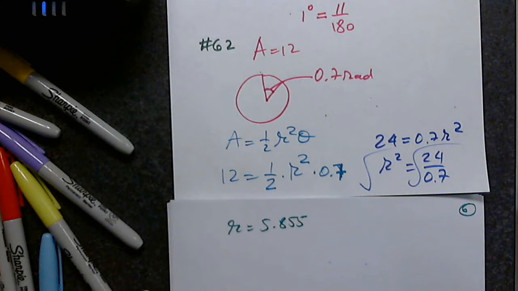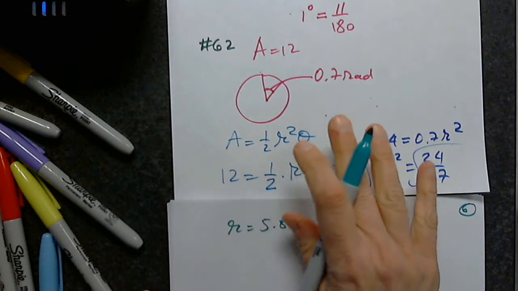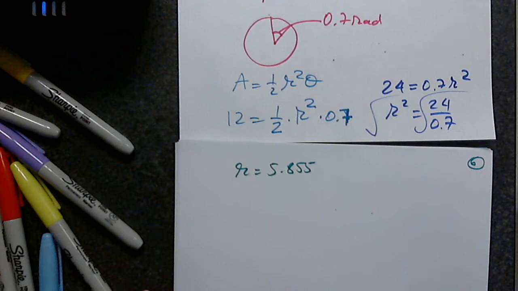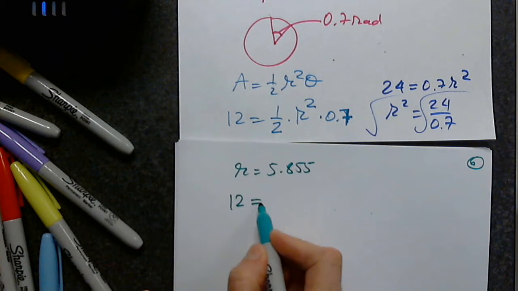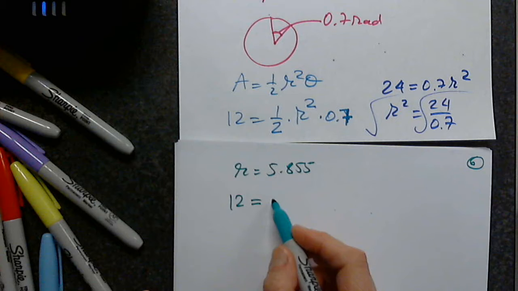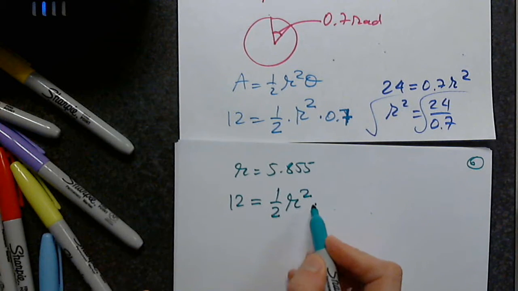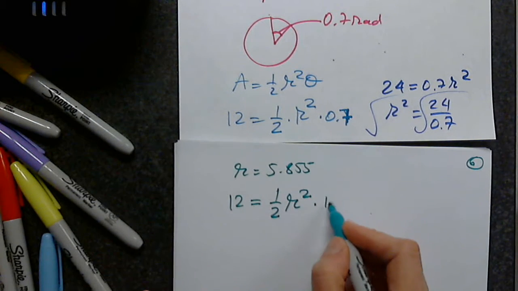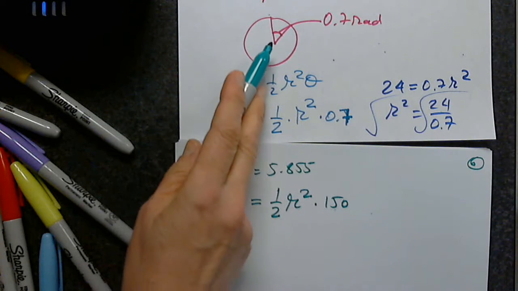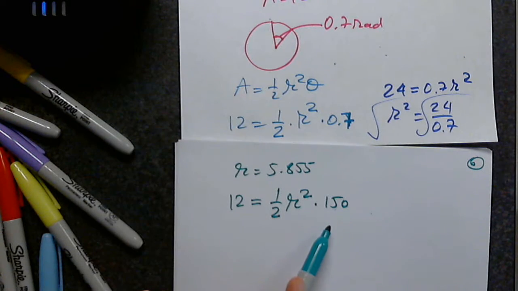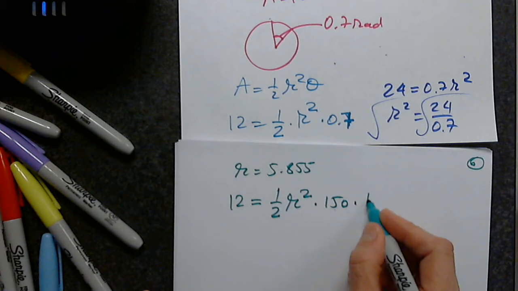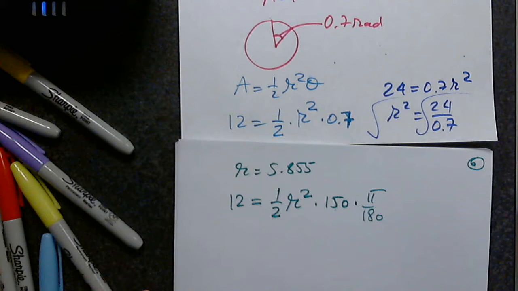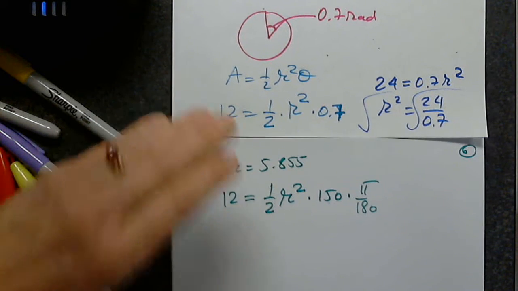In the other case, you will have to change degrees into radians. In the other case, we will still have 12, but this time we have 1/2 r squared, and we have 150 degrees. That's the other situation, in which the angle is given as 150 degrees. So I have to multiply by pi over 180. Those two formulas work only with theta in radians.